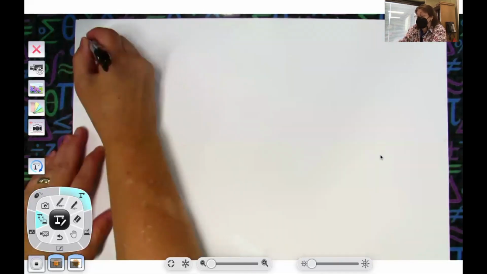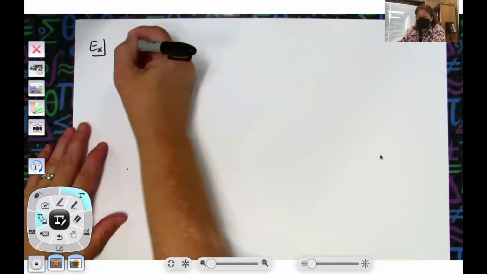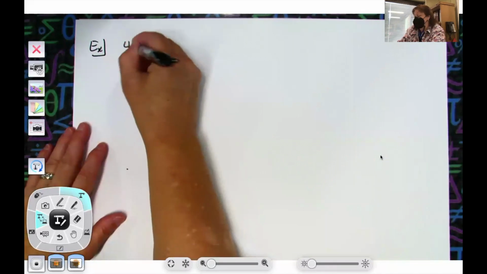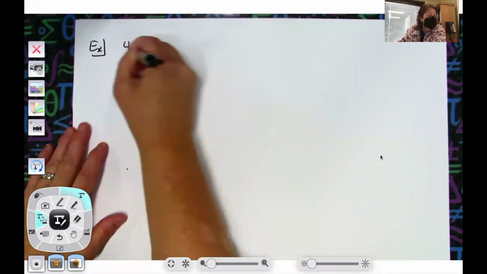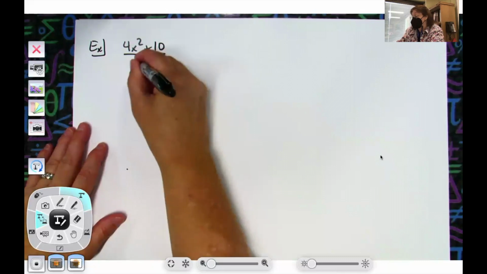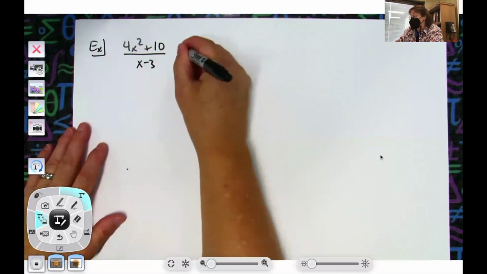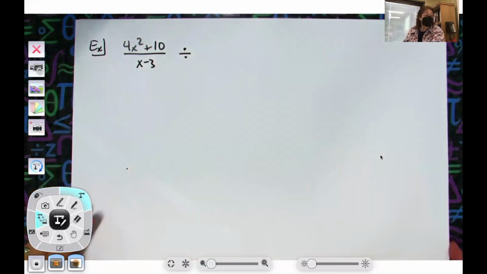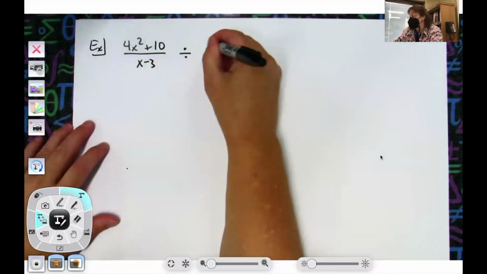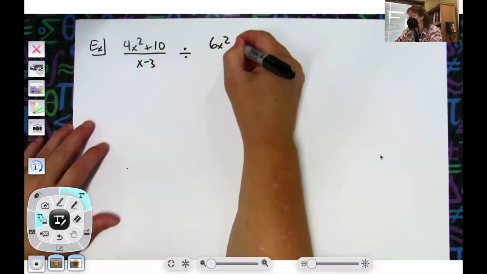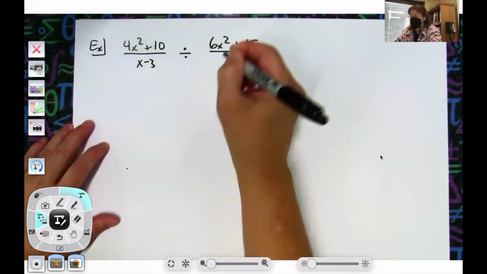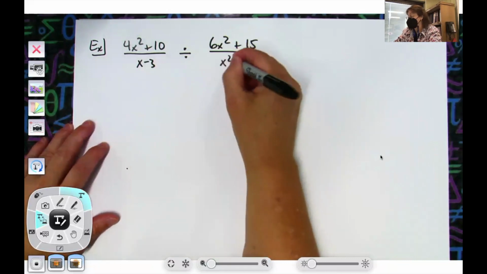All right, let's go ahead and do a keep it, switch it, flip it. So let's do a 4x squared plus 10 all over an x minus 3. And then let's say they put a divide in there and they give you a 6x squared plus 15. And then they do all over an x squared minus 9.